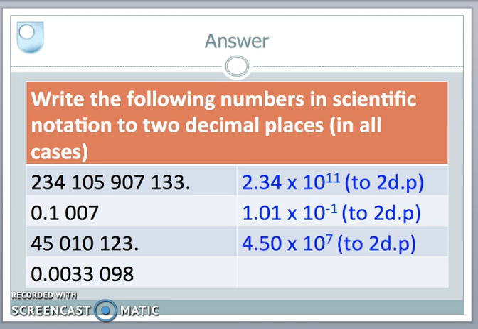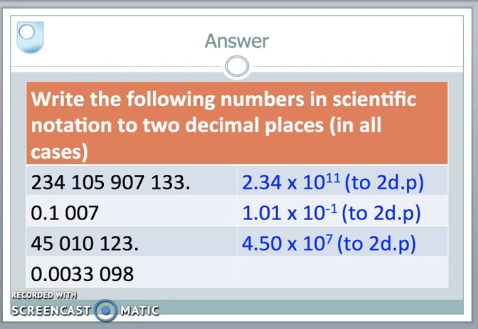Okay, my third number is very similar to my first one. So again, in this case, I'm going to move the decimal point 1, 2, 3, 4, 5, 6, 7 places. That'll give me 4.501. The third decimal place is only a 1, so I shan't be rounding up.